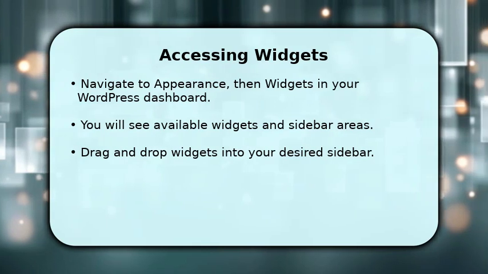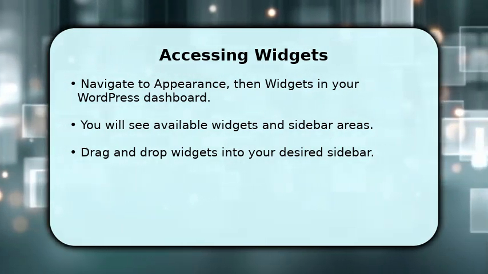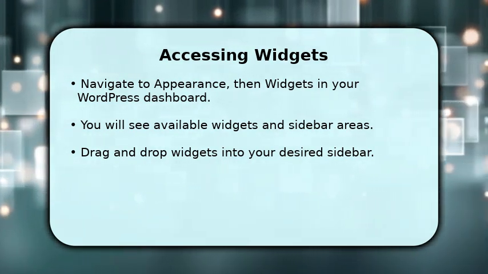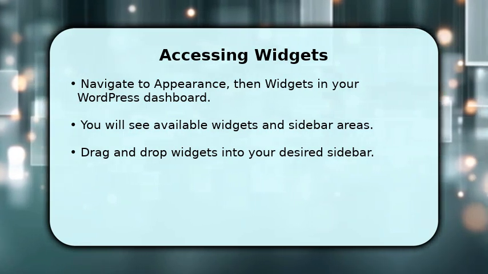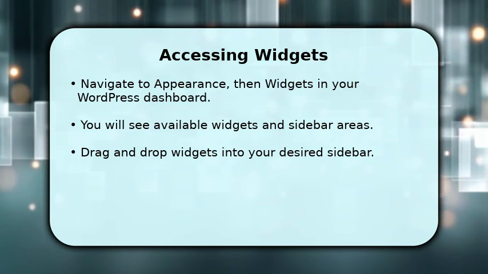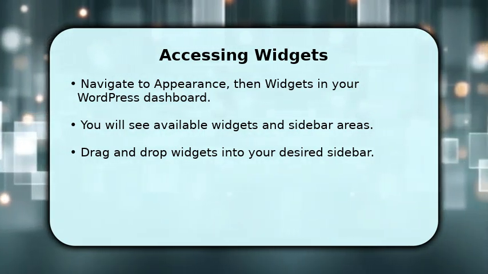To begin, log into your WordPress dashboard. From the left-hand menu, hover over Appearance and then click on Widgets. Here, you'll find a list of all available widgets on the left and your theme's designated sidebar areas on the right. Simply drag any widget from the left column and drop it into the sidebar area where you want it to appear on your website.